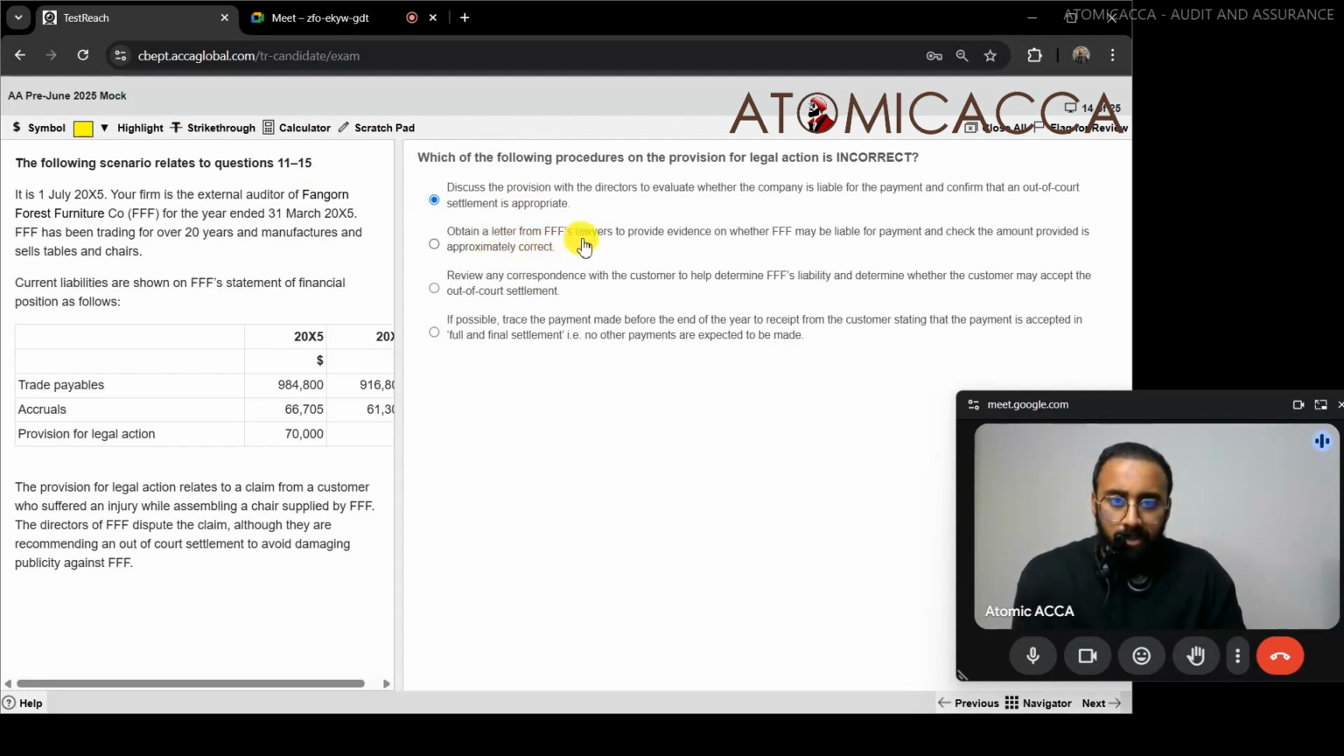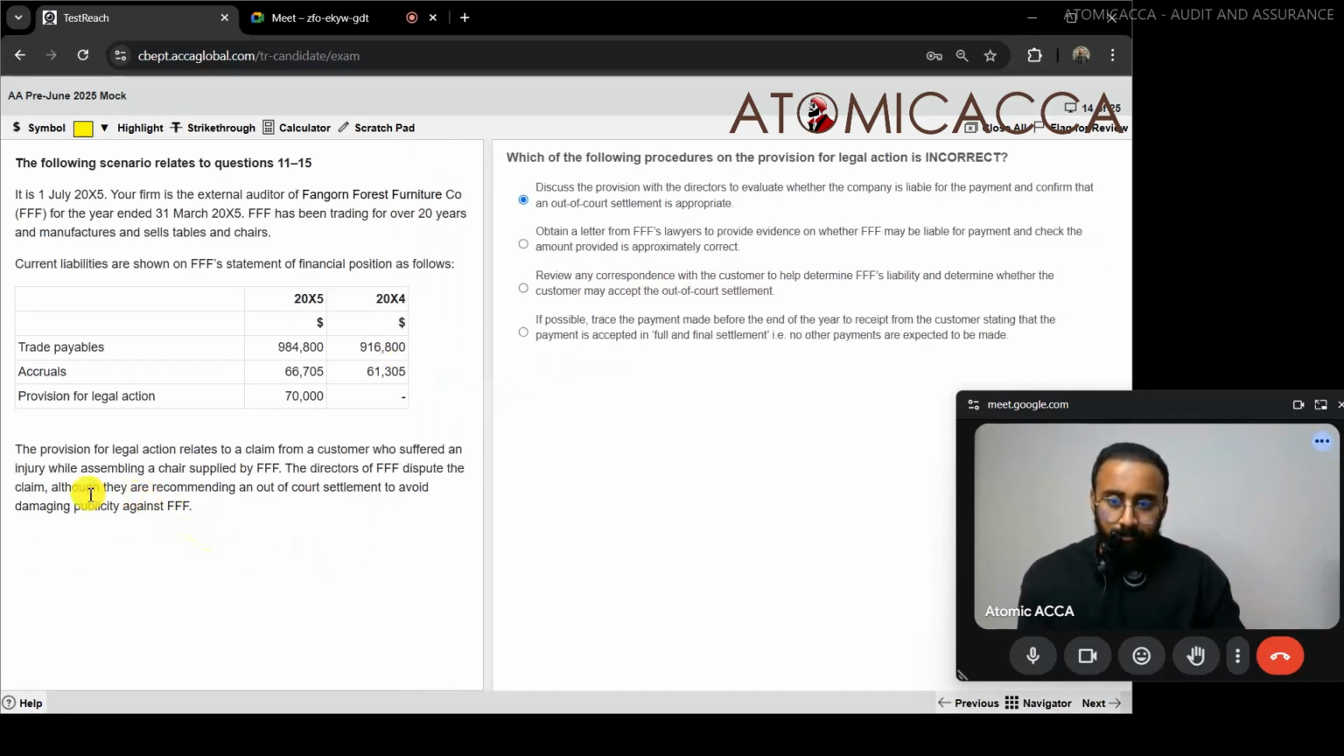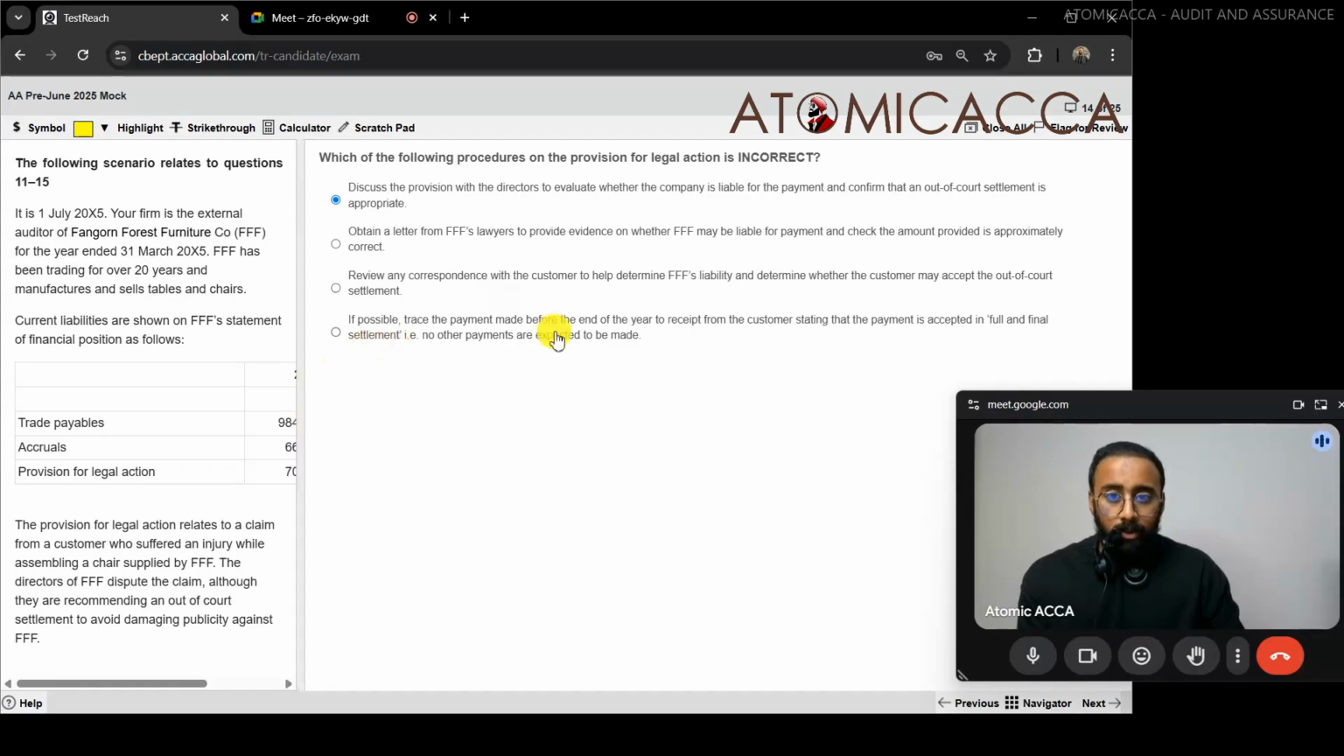Obtain a letter from Triple F's lawyer to provide evidence on whether Triple F may be liable for payment and check the amount provided is approximately correct. So you're just getting a third party confirmation from the lawyer. This is also correct. Review any correspondence with the customer to help determine Triple F's liability and determine whether the customer may accept the out of court settlement. This is also third party evidence, because it was mentioned they are recommending an out of court settlement to avoid damaging publicity. So you want to know from the correspondence whether the customer is agreeing to that out of court settlement. So this is also correct.